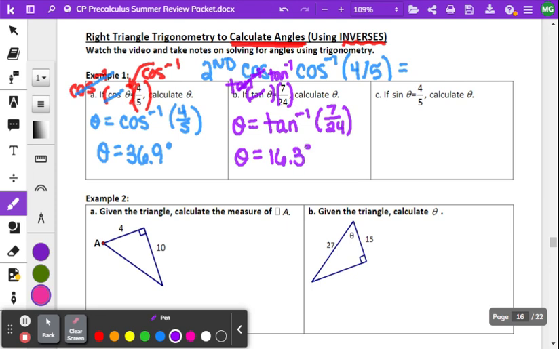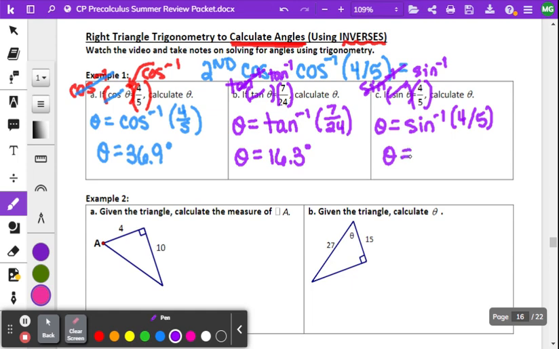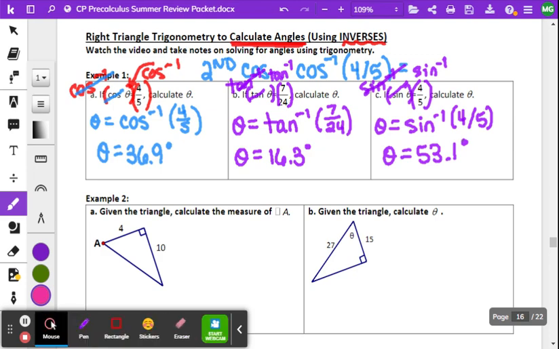And the last problem, we have the sine of theta equals 4 over 5. So we will take the inverse sine of each side, just like how you would take a square root of each side, or square each side. We rewrite it like this, and then we put that in our calculator, second sine of 4 over 5. You should find out that the angle is a 53.1 degree angle. It's pretty simple, like I said, a calculator activity.